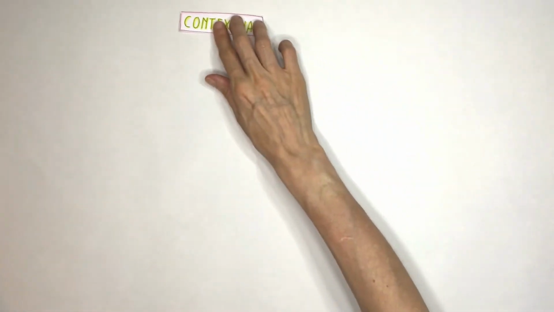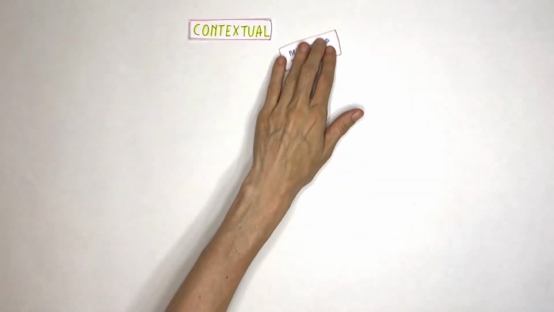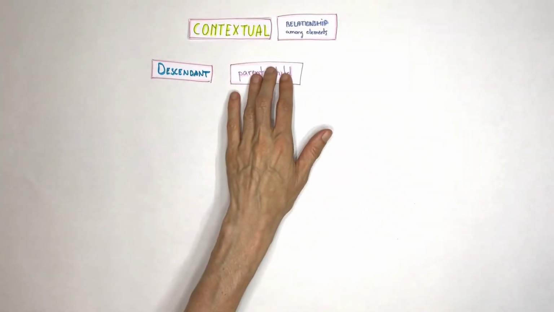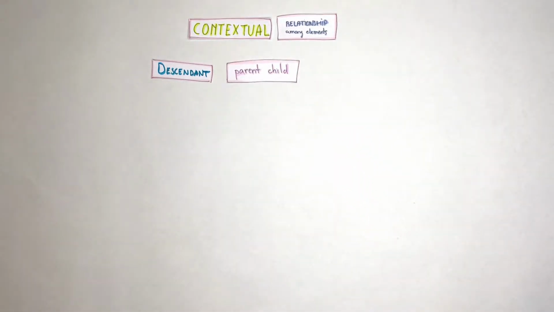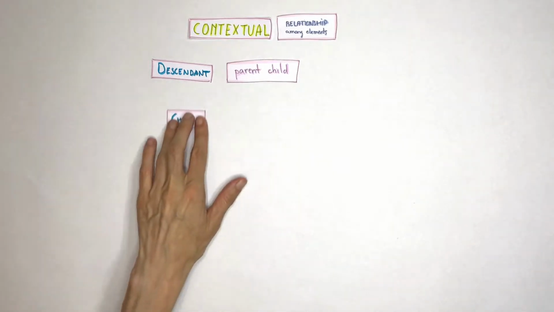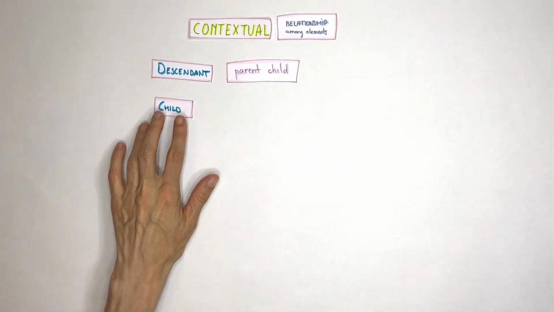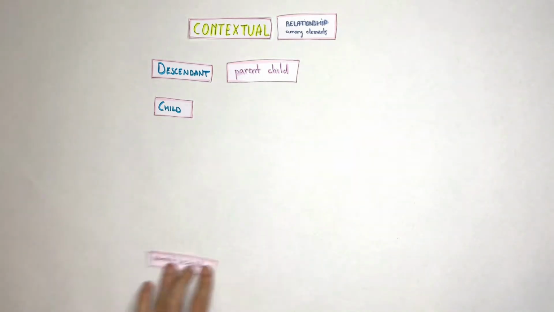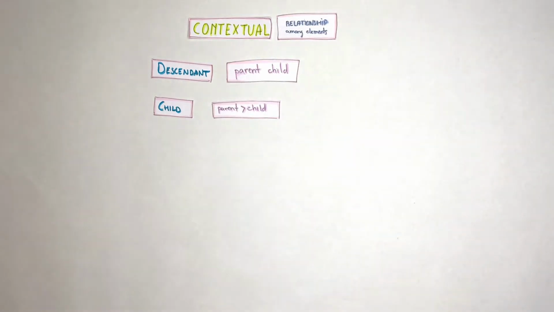Let's now see the contextual ones. The contextual selectors allow us to select elements based on their relationship with other elements: siblings, children, parents. The descendant selector selects all the elements that are children of another. To use it, we place the name of the parent selector, space, the name of the child selector. Similar to the descendant selector, we have the child selector. This one selects only the direct children. This is the difference. And to use it, we place the name of the parent selector, this greater than sign, and then the name of the child selector.